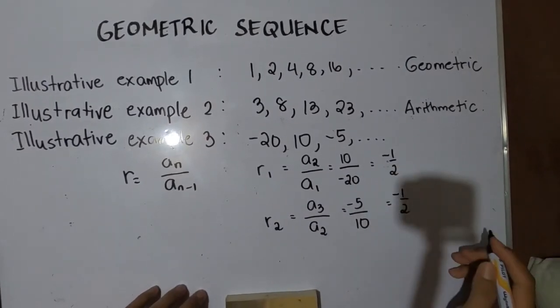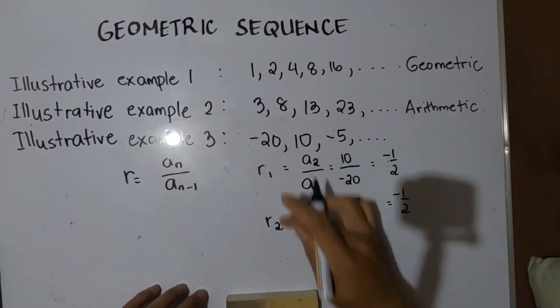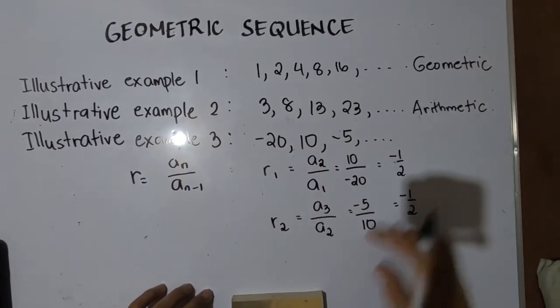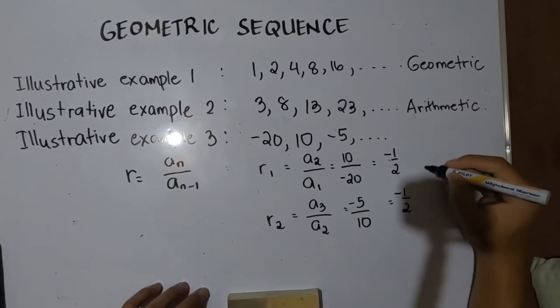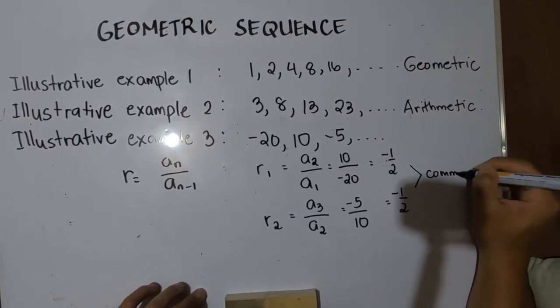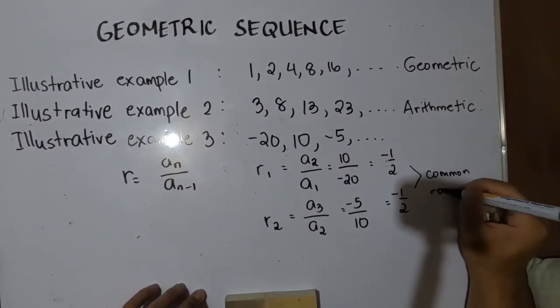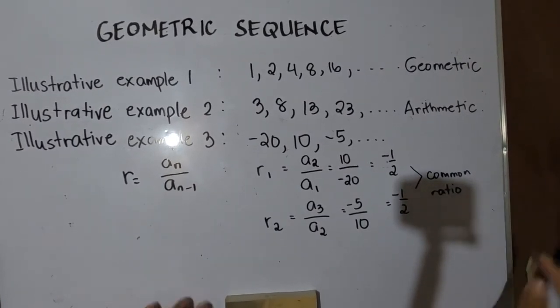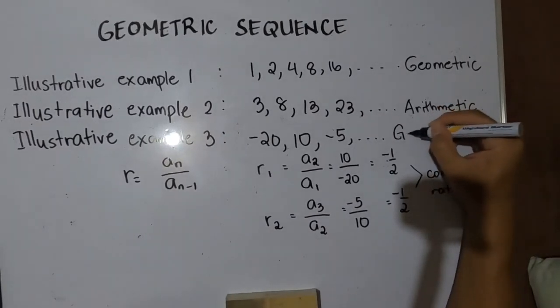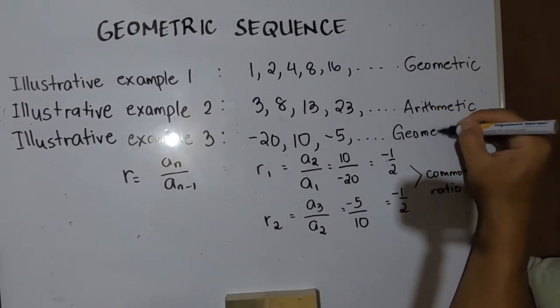We can clearly say that r sub 1 and r sub 2 have the same value of negative 1/2. Therefore, there exists a common ratio of negative 1/2. Therefore, it is a geometric sequence.